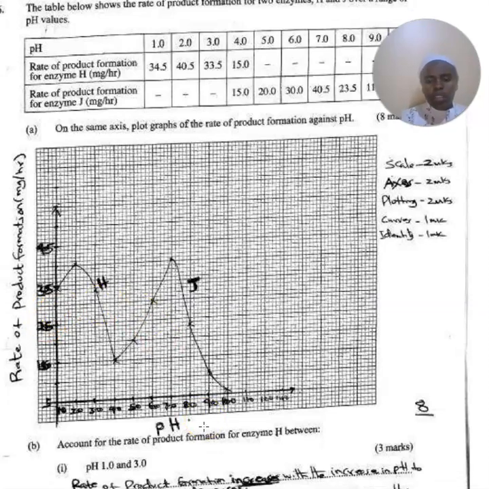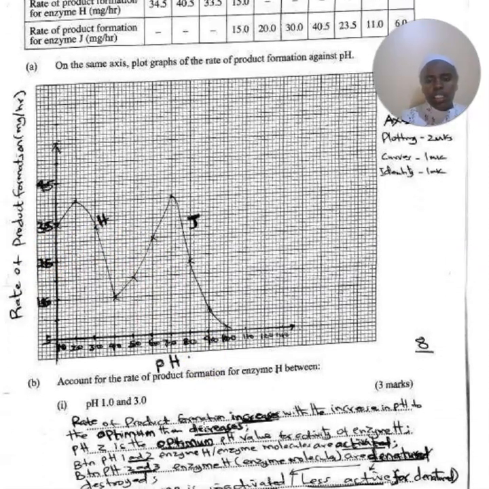In the first question, the scale is 2 marks, axis 2 marks, plotting 2 marks, curves, ensure you draw a smooth curve and you use a sharp pencil.